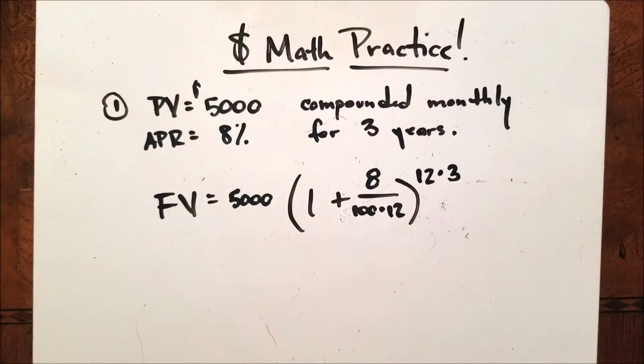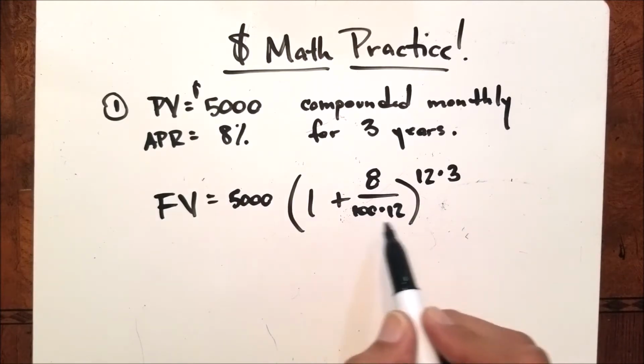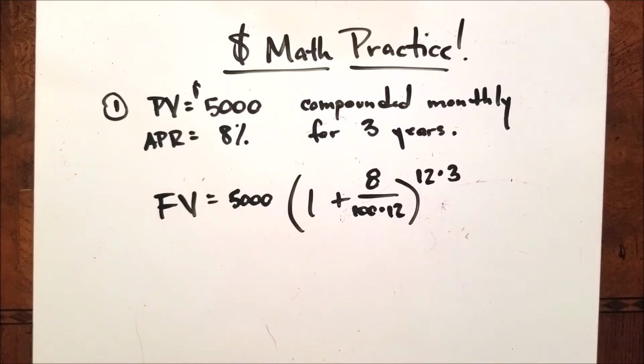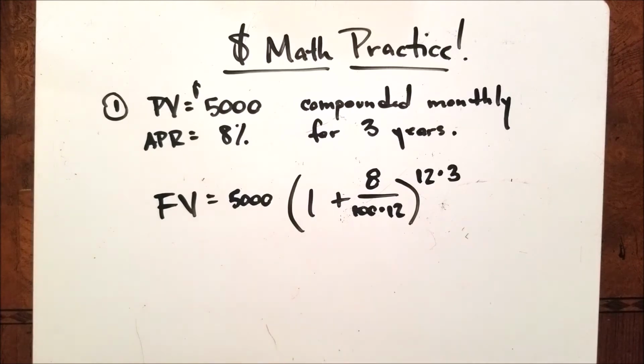Now, PEMDAS plays a huge part here. We have to do these things in a certain order or we're going to get the wrong answer. Of course, parentheses come first in PEMDAS, but inside these parentheses I have a few different things going on. In this set of parentheses, I'm going to do the 8 divided by the product of 12 and 100. So 8 divided by 1200, I'm going to do that first and then add the 1 to it.